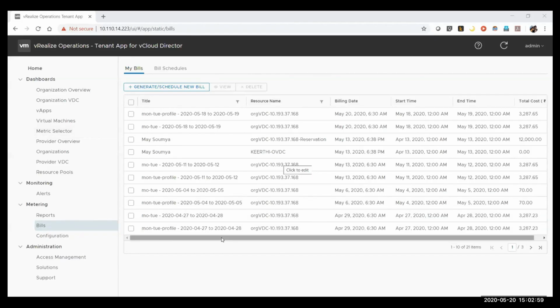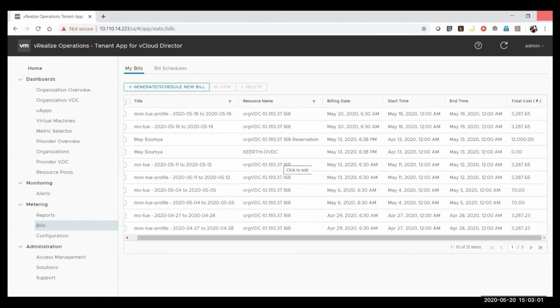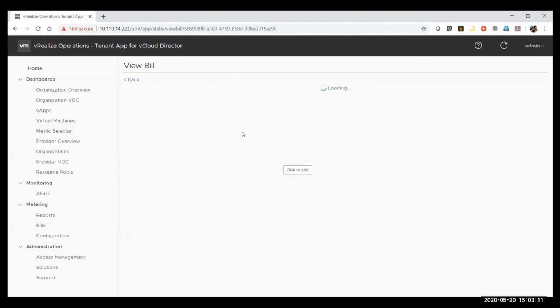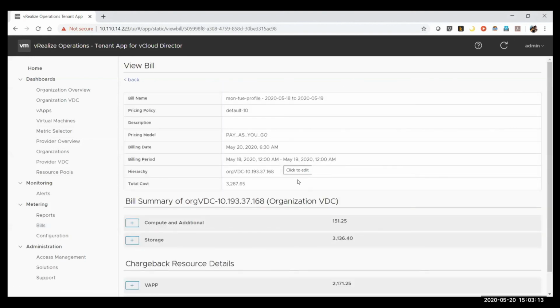Do you see the screen now? It's just coming. Yep, now I see it. So you see the different bills that are generated in this environment and all of them having different costs. I'll pick up one of them and I'll say view. And this information is what is available through the API as well.